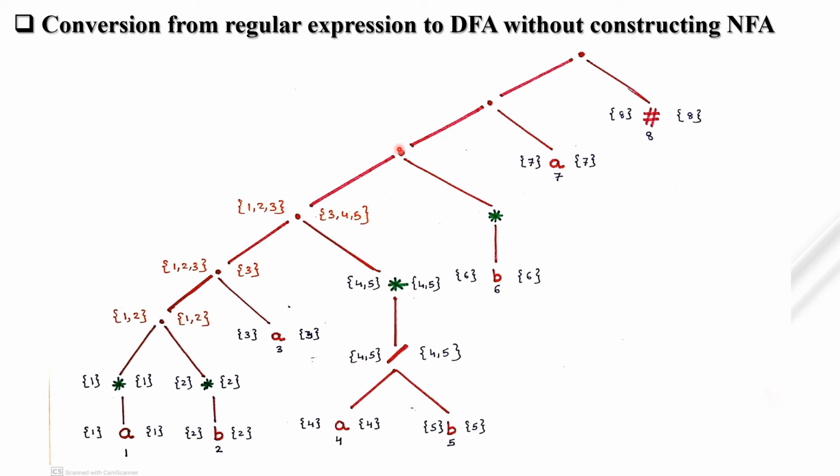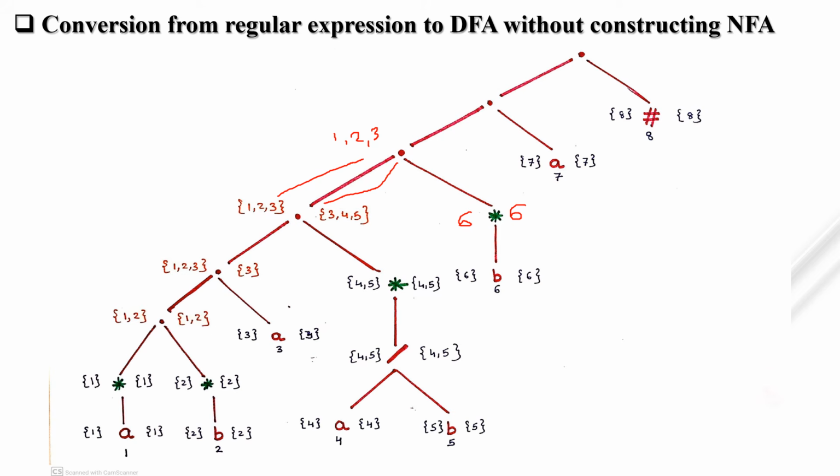Similarly, for here, what is the answer? Suppose here the answer is 6. Here also 6, as we know. This is not nullable, so we have to pick 1, 2, 3 as the first position of this concatenation symbol.